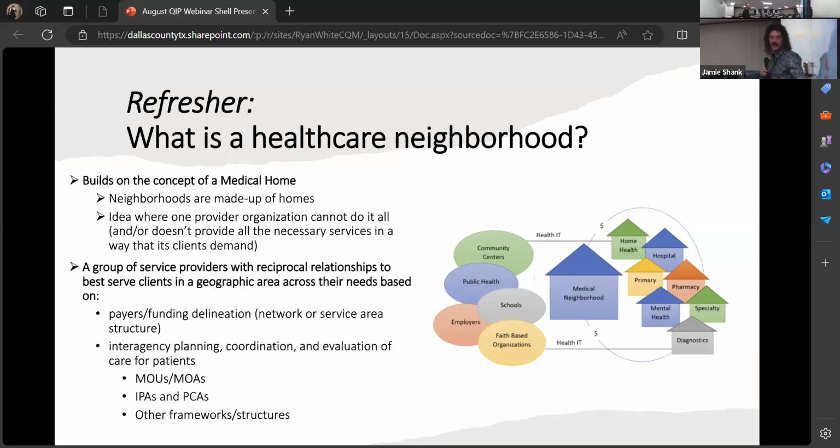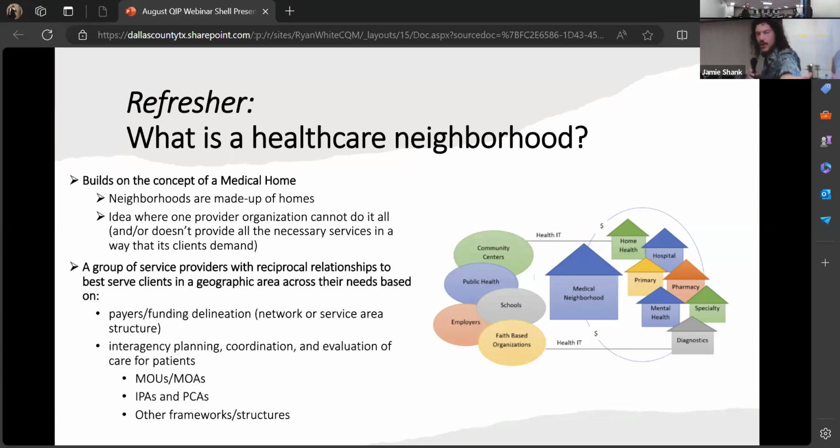IPAs and PCAs. So that's a primary care association or an independent provider association, which is another way that we can do this. IPAs are an opportunity for small organizations to band together and act like a big organization, to credential for participation and insurance together. And then we have other frameworks and structures as well that can help us to support this, including the way that we share data. We have group meetings, town halls, and things like that.